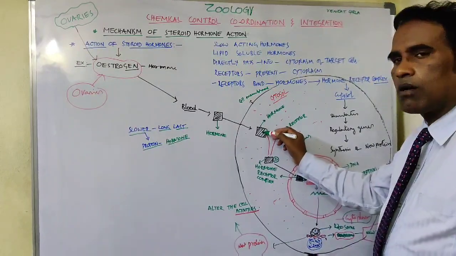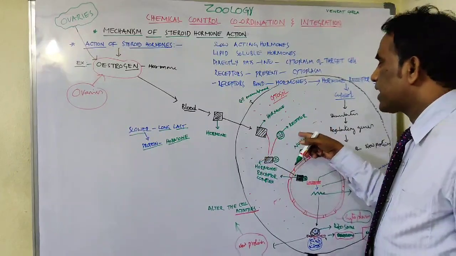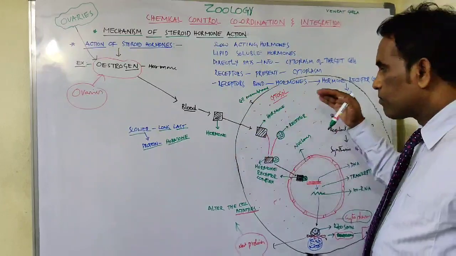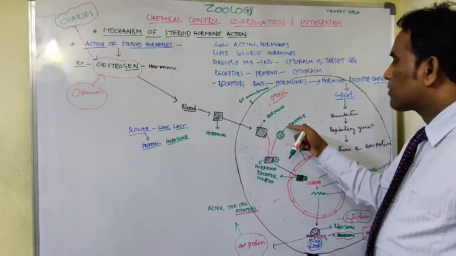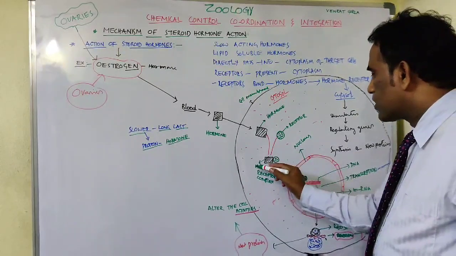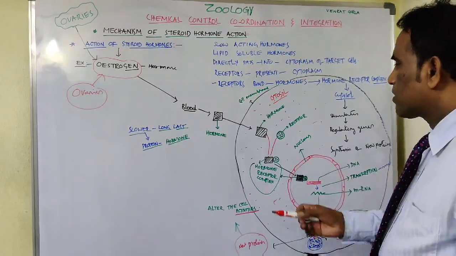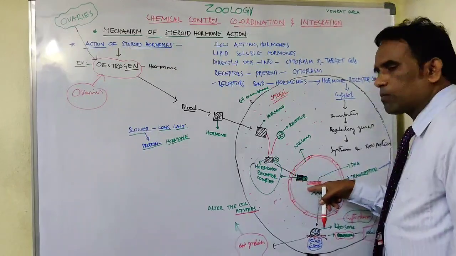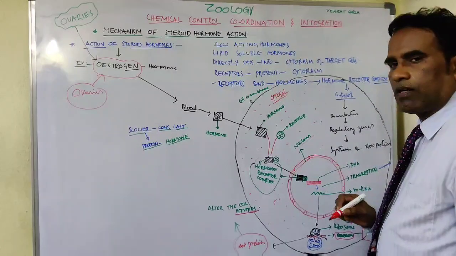Inside the cytoplasm, this hormone binds with receptors. The receptors of these steroid hormones are found in the cytoplasm. So the receptor and hormone bind and form a complex, the hormone receptor complex. This hormone receptor complex enters through the nuclear envelope into the nucleus.